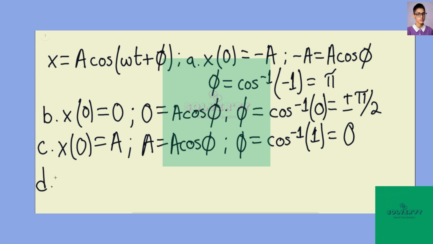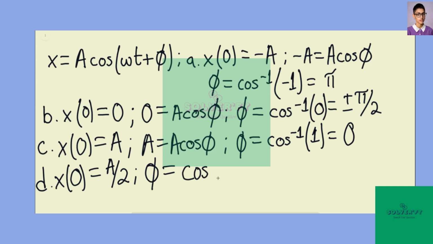For part D, the initial position is going to be equal to positive A over 2. So essentially phi is going to be equal to arc cosine of +1 over 2, and this will be equal to plus or minus pi over 3.